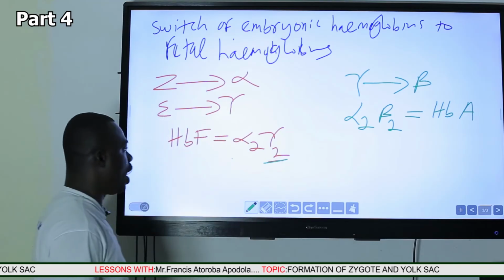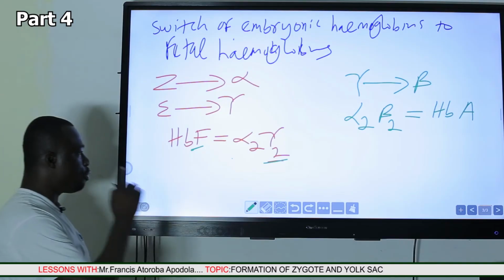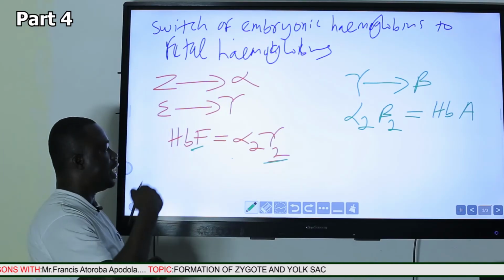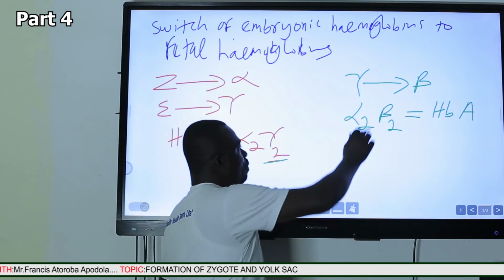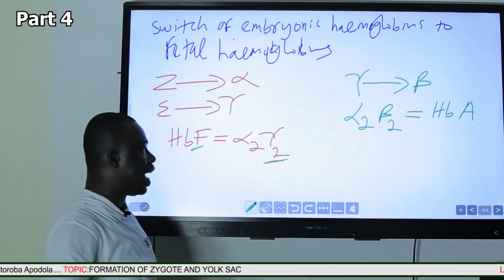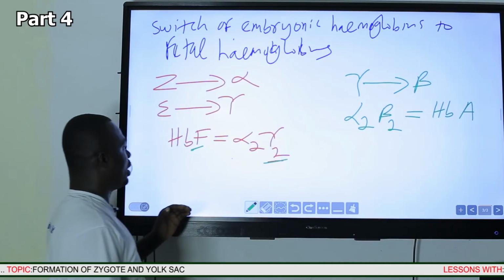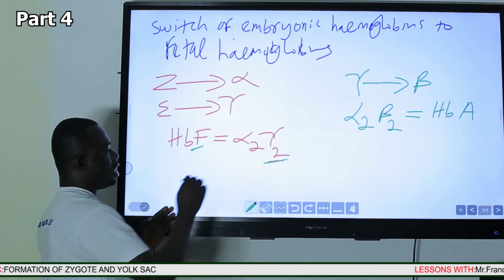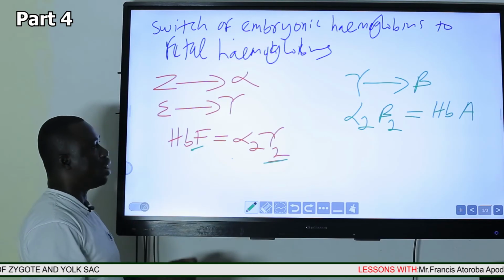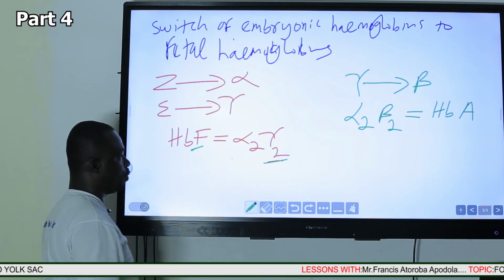A stands for adult, F stands for fetus or fetal. So when there is a switch of the gamma chains to the beta chains at the late stages of the fetal life, we will form hemoglobin what? A. But the switch is actually minimal. So the fetal stage actually has a greater percentage of hemoglobin F.